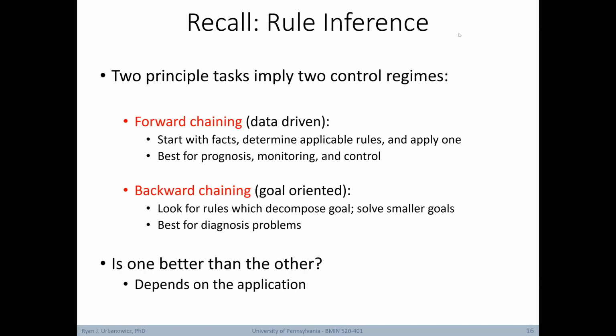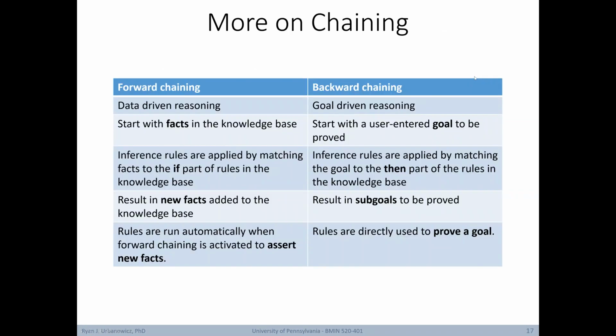Recall from our last lecture when we discussed briefly about rule inference, there are generally two principal tasks that imply two specific control regimes. One is a forward chaining approach that's data-driven, and one is a backwards chaining approach, which is goal-oriented. Here's a table that summarizes some of the major differences between forward and backwards chaining for you to use as a reference. Understanding the difference between forward and backwards chaining, as well as understanding how these inference strategies work, is definitely a key element of this course.